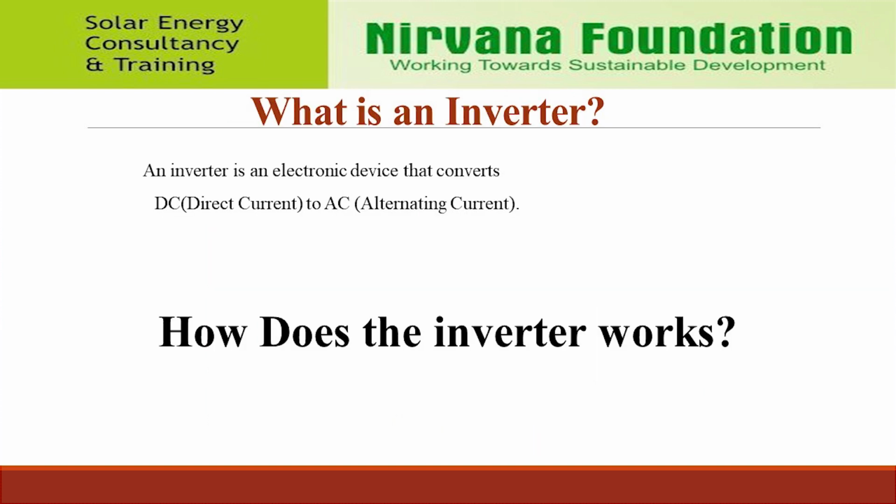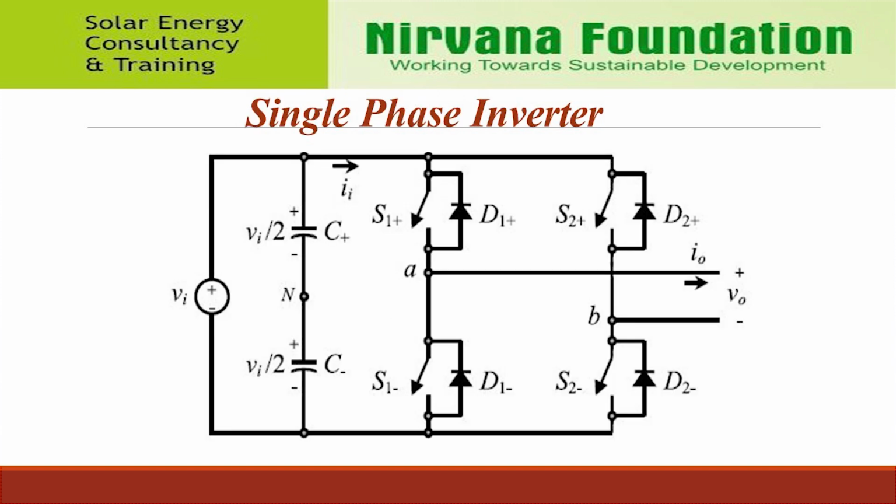Inverter. A grid-connected solar inverter converts direct current, DC, from the photovoltaic panels into alternating current, AC, and feeds it into the utility grid. How an inverter works. Single-phase inverter. In this type of inverter, 4 switches are used. The circuit diagram of a full bridge inverter is as shown in the figure.